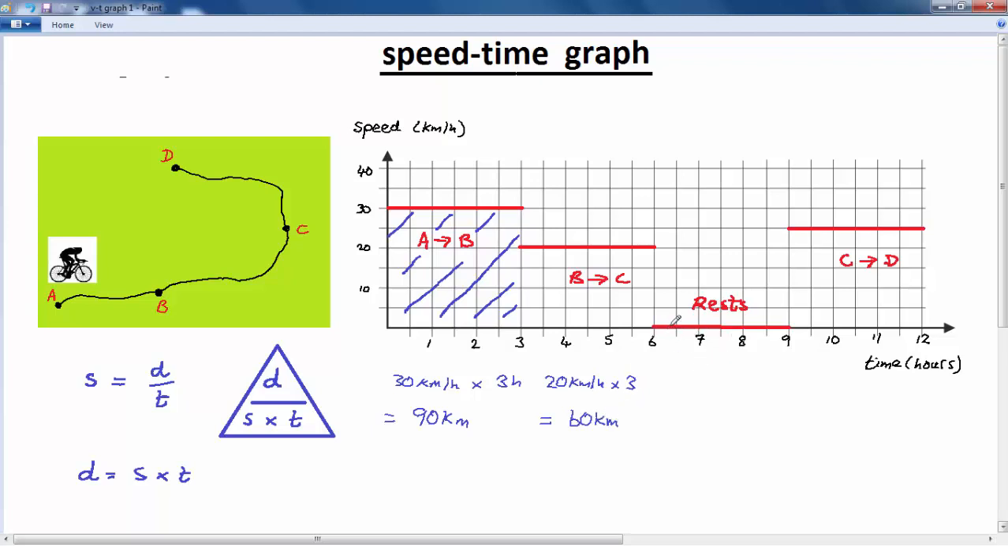Now in this stage, clearly she's at rest, so the distance she travels is 0 kilometers. And in the final stage, we have 25 kilometers per hour times 3 equals 75 kilometers. So to calculate the distance travelled during each stage of the journey, you just need to measure the area under the graph for each stage.